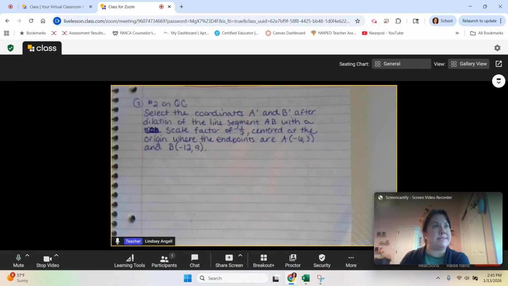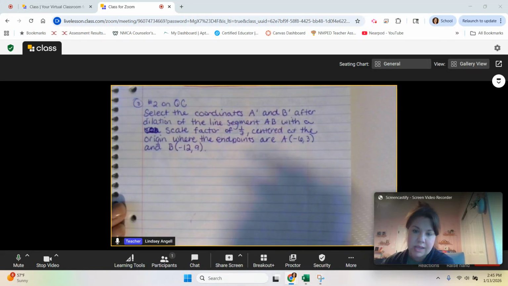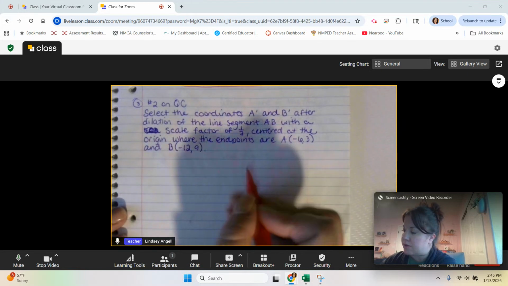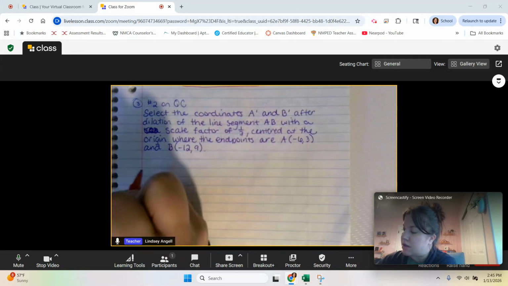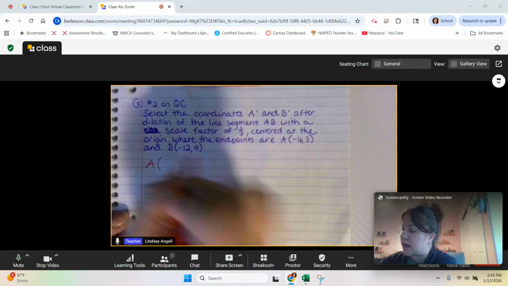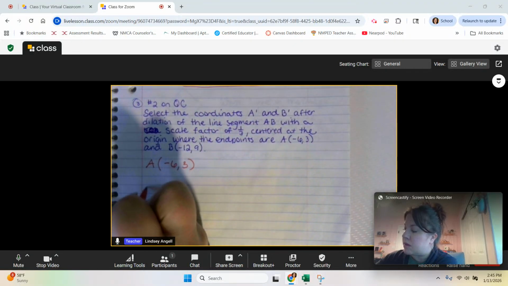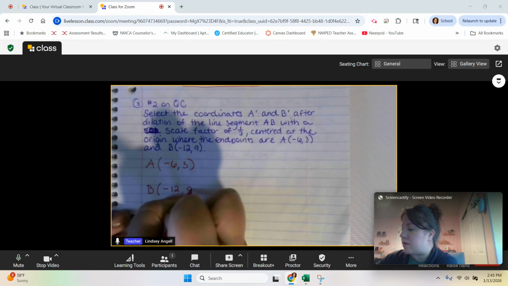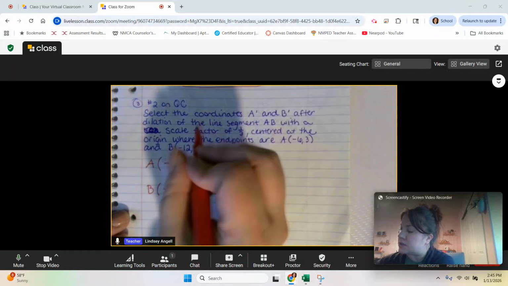Okay, last example for today, number 2 on your quick check. Select the coordinates A prime and B prime after dilation of the line segment AB with a scale factor of 1/3 centered at the origin, where the endpoints are A (-6, 3) and B (-12, 9). So this is just like number 1, the first example that we did earlier. We could take our original points, A (-6, 3) and B (-12, 9), and then our scale factor is 1/3.